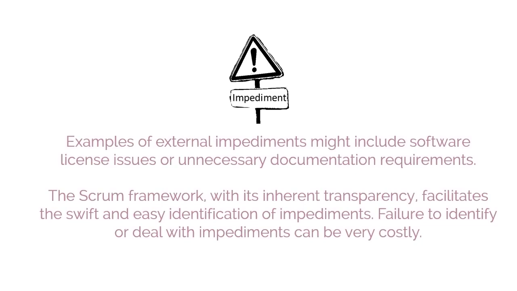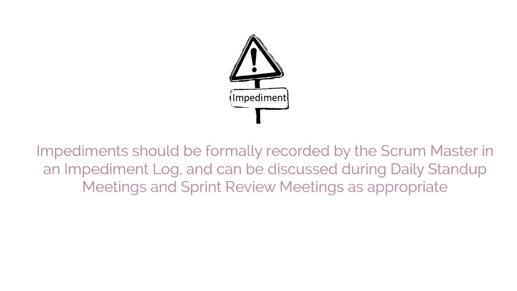The Scrum framework, with its inherent transparency, facilitates the swift and easy identification of impediments. Failure to identify or deal with impediments can be very costly. Impediments should be formally recorded by the Scrum Master in an impediment log and can be discussed during daily stand-up meetings and sprint review meetings as appropriate.